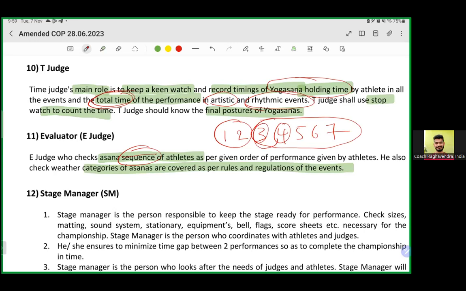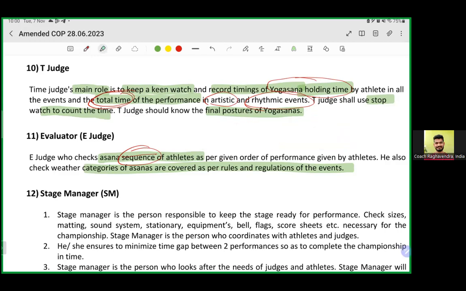So the moment he realizes, he gives a deduction of 2 marks. If it happens the second time, 2 more marks deduction. If it happens the third time, 2 more marks deduction. If it repeats again, then it leads to disqualification. So this evaluator role is very, very important.